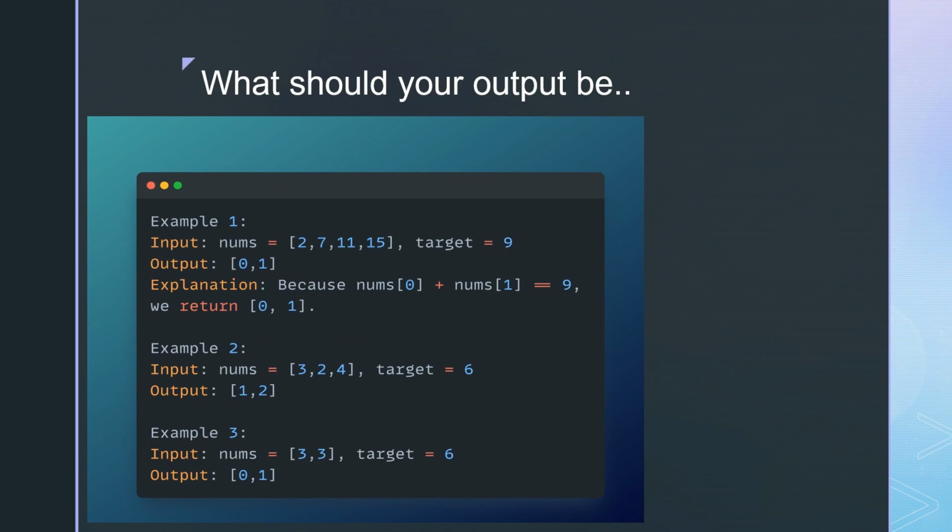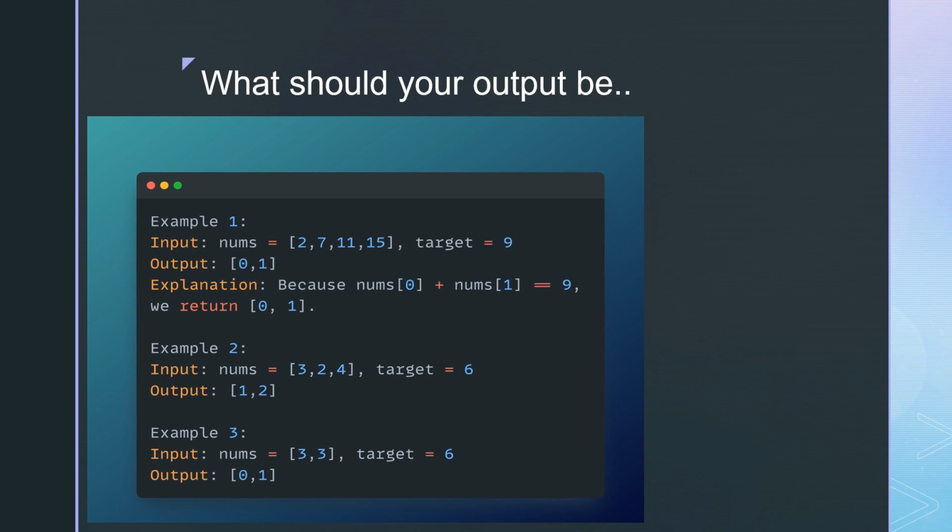For example, in input, if we get the list for nums as 2, 7, 11 and 15, and the target we get is 9, then it will return the index of 2 and 7, which is 0 and 1. Why? Because if we add 2 plus 7, we will get the target value, which is 9.